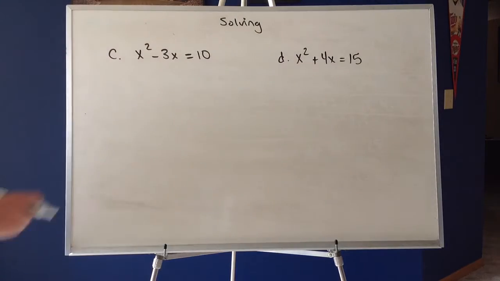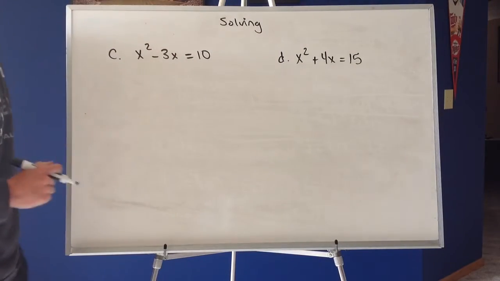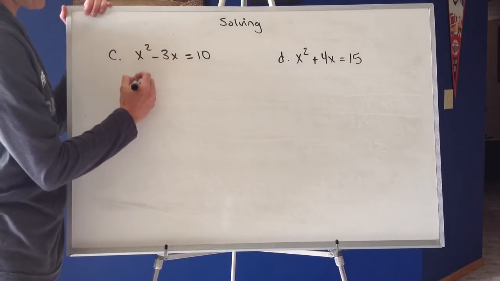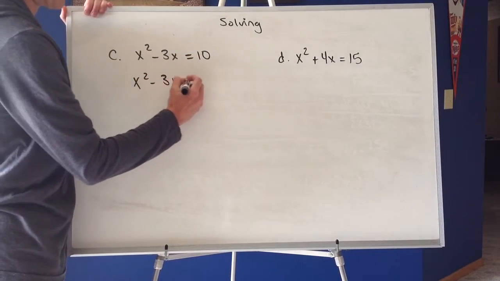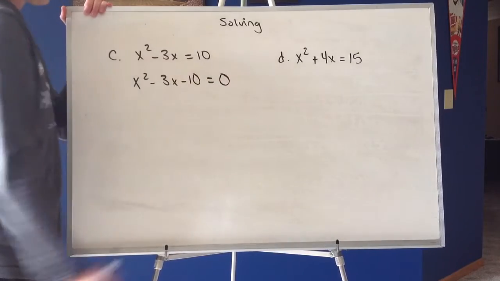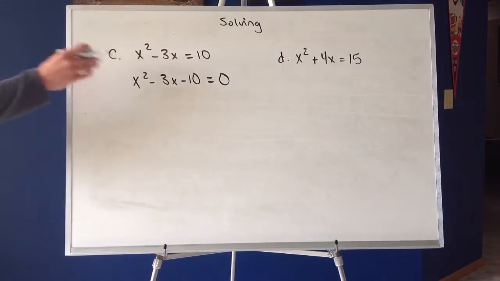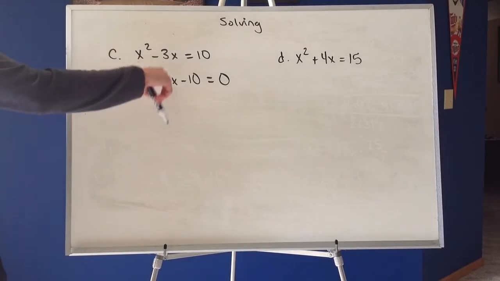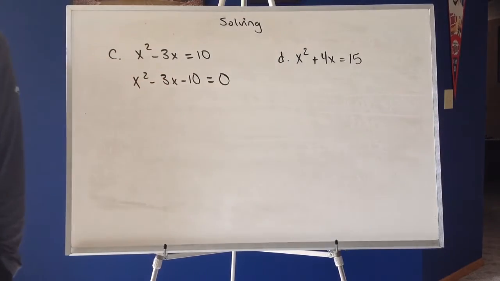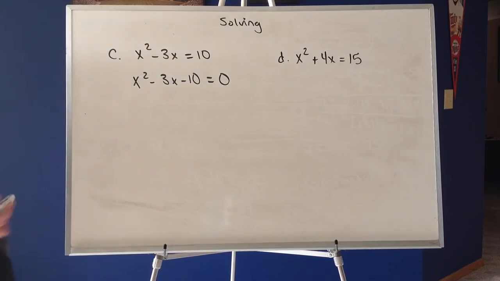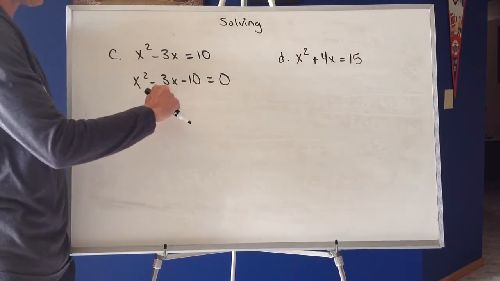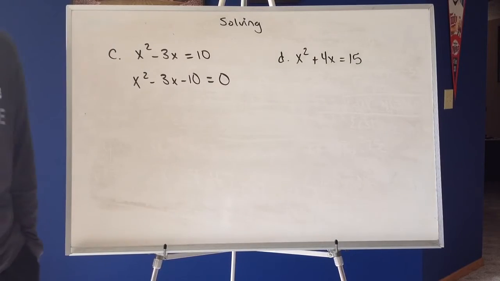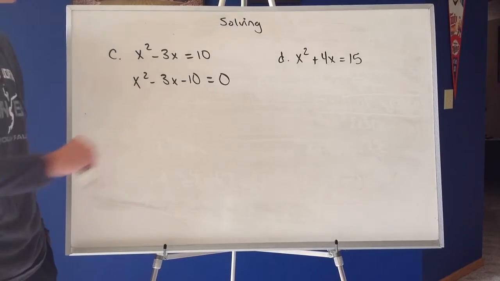Alright, so next one we've got here is x squared minus 3x equals 10. Okay, so I'm going to set it equal to 0 first. Now, I wouldn't want to use square root method. That wouldn't do us any good here, because we have that middle term. I could look to factor. I asked myself, are there any factors in -10 that give me -3? And there are. It would be -5 and +2. So I can factor this one.